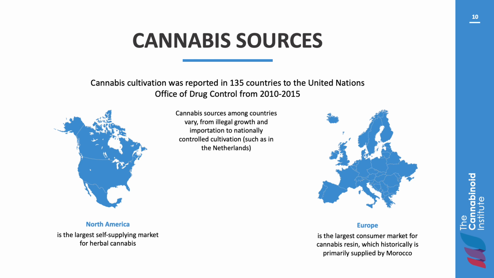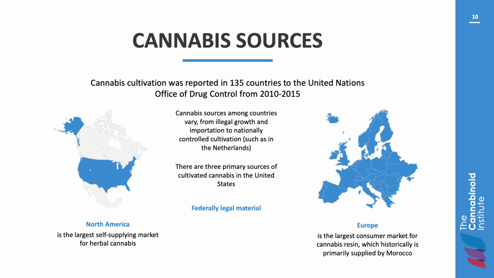Cannabis sources among countries vary from illegal growth and importation to nationally controlled cultivation, such as found in the Netherlands. There are three primary sources of cultivated cannabis in the United States: federally legal material, state-regulated material, and illegally traded material.